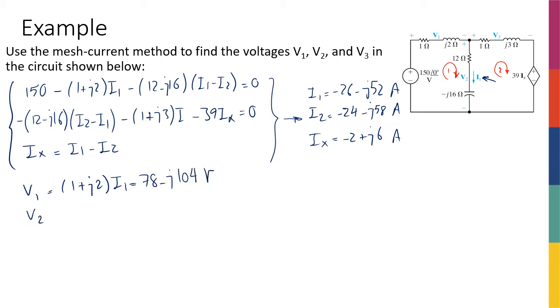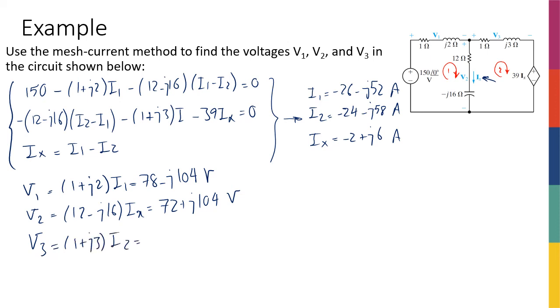V2, and these are all phasors, by the way, V2 is equal to (12 minus j16) times IX. So it's going to be equal to 72 plus j104 volts. And V3 is going to be (1 plus j3) times I2, so it's going to be equal to 150 minus j130 volts.